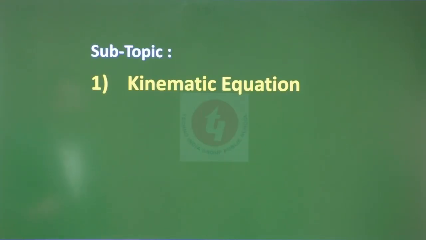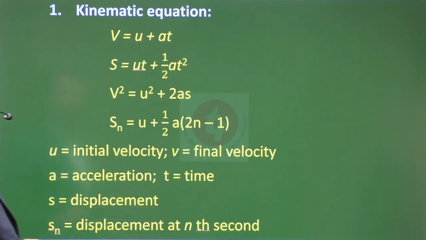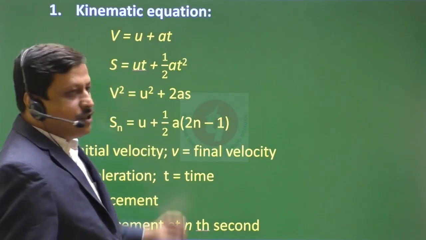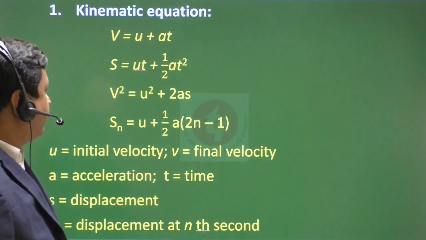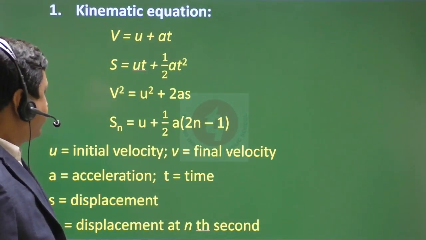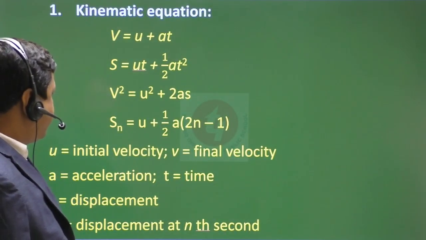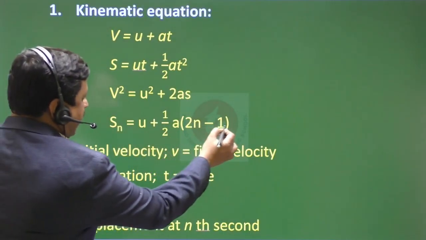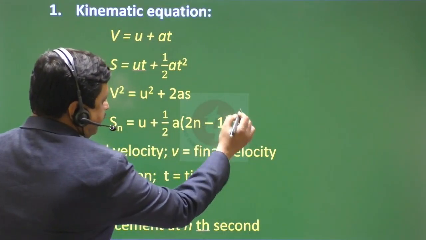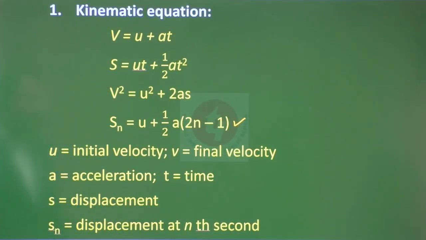This is kinematic equations, and the kinematic equations are like v equals u plus at, s equals ut plus half at square, v square equals u square plus 2as, and another one is Sn equals u plus half a into (2n minus 1). That is also a very important equation.